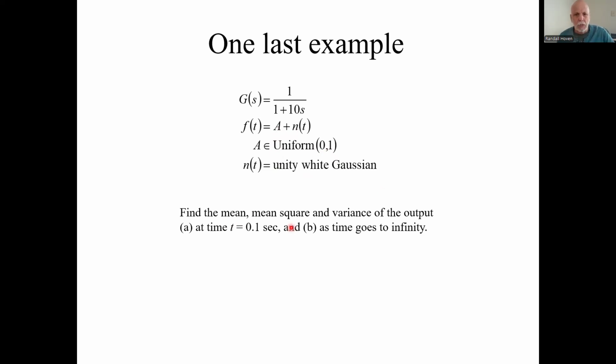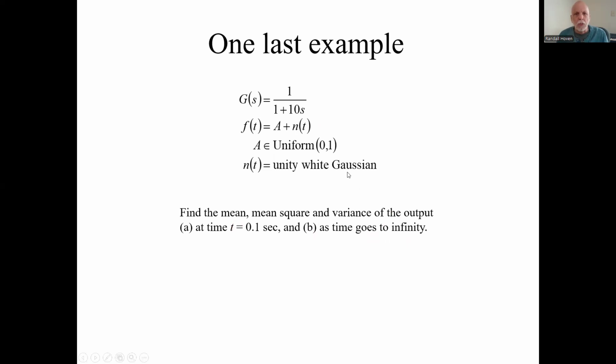Our job is to find the mean square and the variance of the output, and then do it for specific times, a tenth of a second, and then as time goes to infinity. And because it is a stable system with bounded inputs, we would expect that as time goes to infinity the mean square and variance will reach some constant level. So let's see what happens.